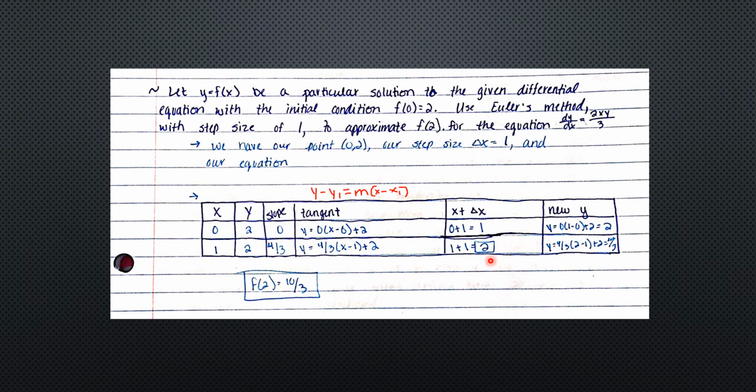And since our new x equals 2, and we're trying to approximate f of 2, in order to find the answer, all we have to do is find our new y by plugging this new x into our tangent line. When we do that, we get y equals 4 over 3 times 2 minus 1 plus 2, which gives us our answer 10 over 3. So our approximation of f of 2 for the differential equation is 10 over 3.